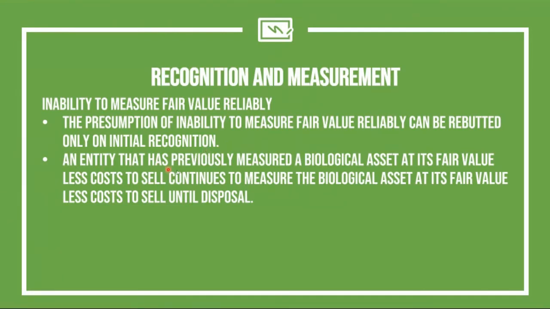An entity that has previously measured a biological asset at its fair value less cost to sell continues to measure the biological asset at its fair value less cost to sell until disposal. So, if you're already in fair value, there should always be a fair value, because it is very remote that an existing market for an agricultural produce or a biological asset will just be gone in a split of time. Okay? So it is usually a continuous market.